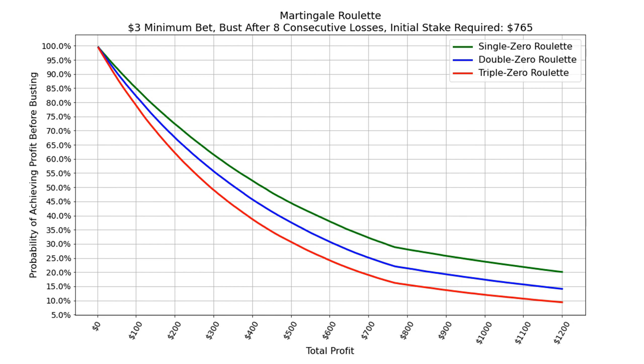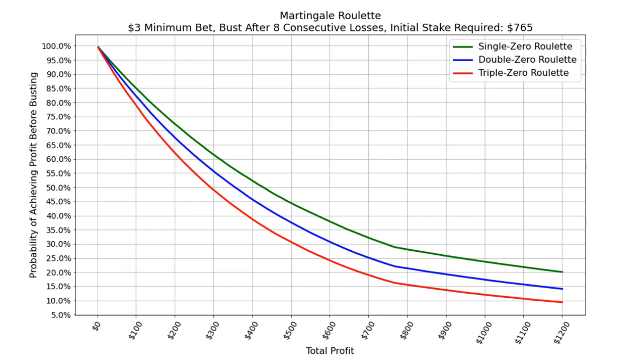For example, imagine that a player playing 00 Martingale Roulette under these conditions wants to earn a $100 profit. If we draw a vertical line upward from $100 until we hit the blue 00 line, and then draw a horizontal line to the left, we can easily see that the player will have about an 82% chance of achieving their target profit of $100 without busting.